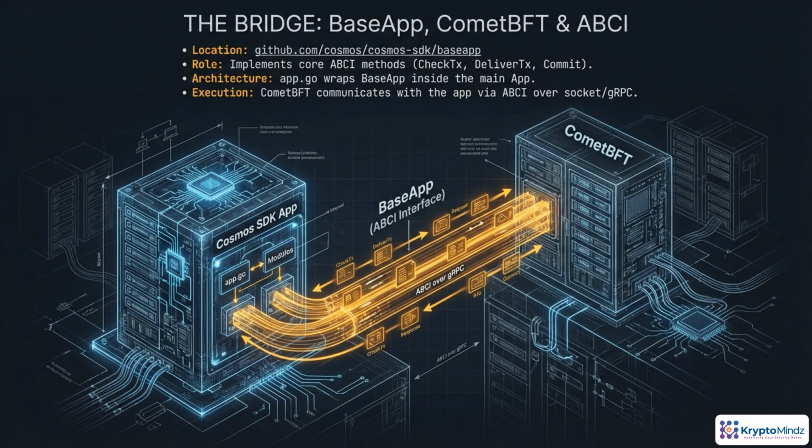From CometBFT's perspective, it's just talking over a socket or gRPC to an ABCI server. Inside the app, you never deal with raw network messages. You implement handlers and keepers, and base app translates them into ABCI responses. So when we customize behavior later, we'll either extend how base app is used in app.go or add module logic that base app calls into.